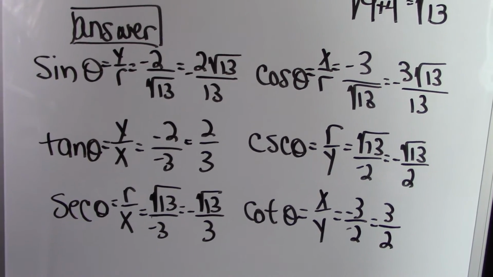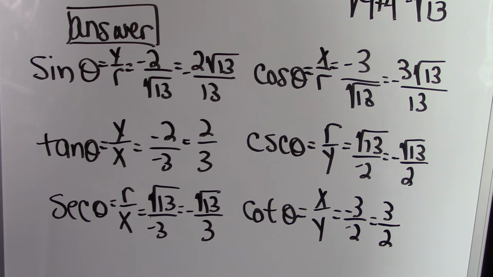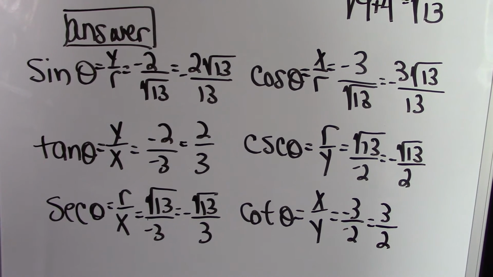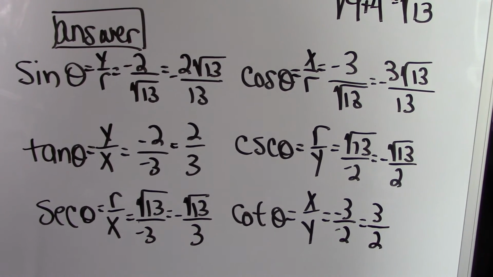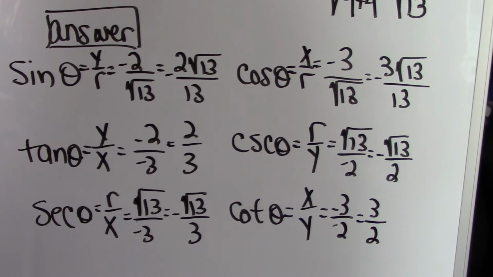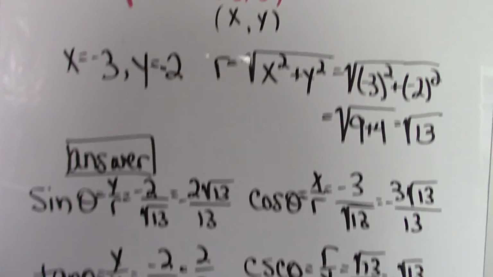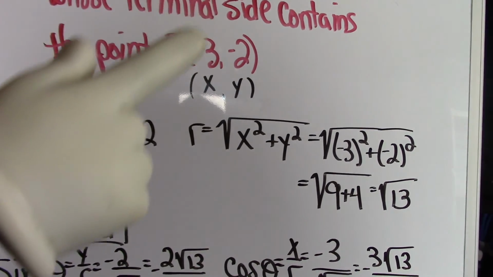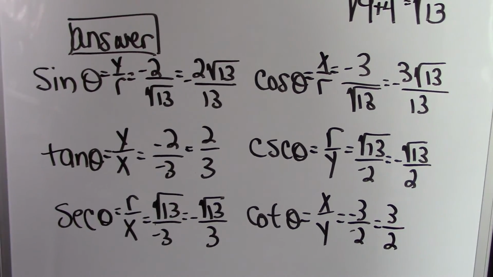Secant of theta is r over x. Square root of 13 over -3. Just put the little negative in front. And then cotangent is x over y. -3 over 2. Those 2 negatives make it positive, so it's equal 3 over 2. And there you have all 6 trig functions given a point to start. We have found all 6 trig functions, and that is what you will be doing in the assignment.